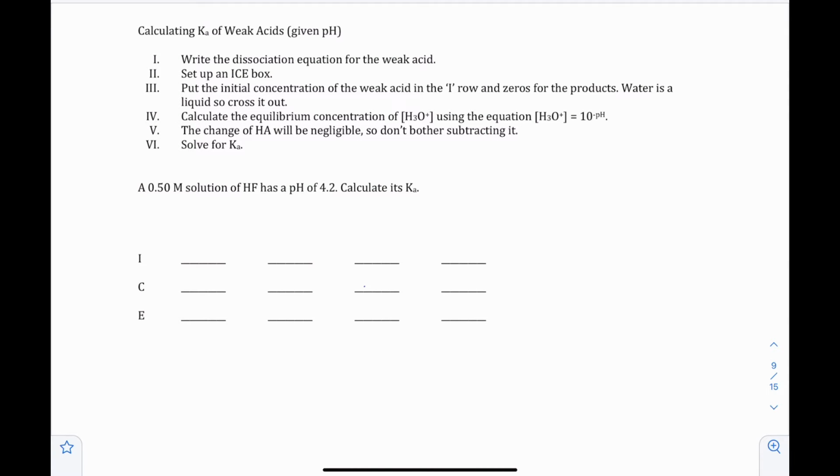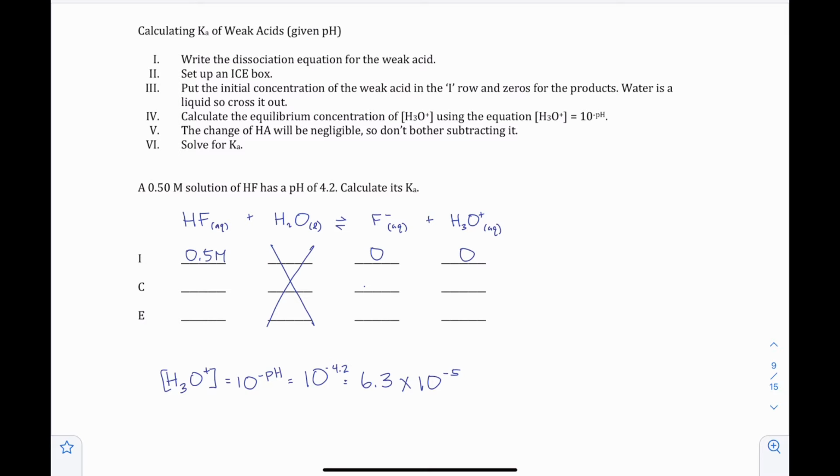To calculate the Ka of a weak acid given its pH, we use the following steps. First, write out the equation for the dissociation of a weak acid. Then set up an ICE box with the initial concentration of the acid and zeros for the products. And don't forget to cross out water because liquids don't affect concentration. Calculate the equilibrium concentration of hydronium ions using the equation H3O+ equals 10 to the minus pH.